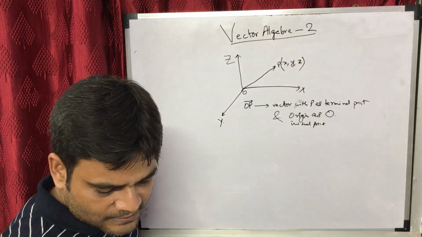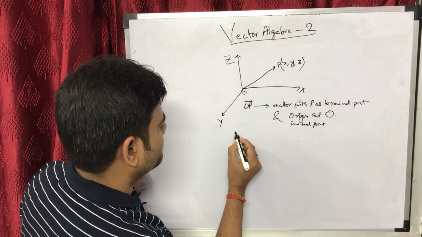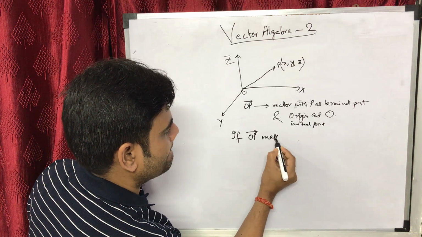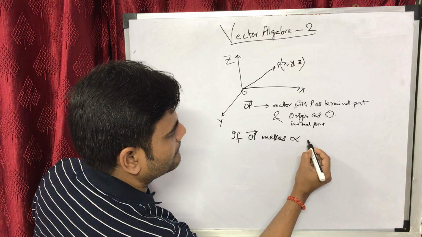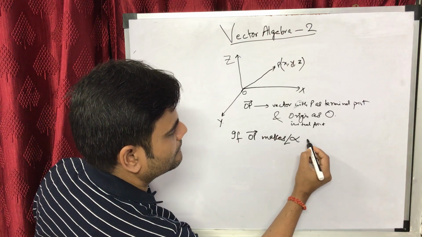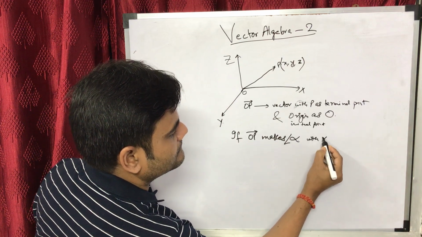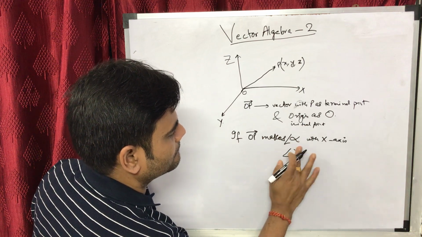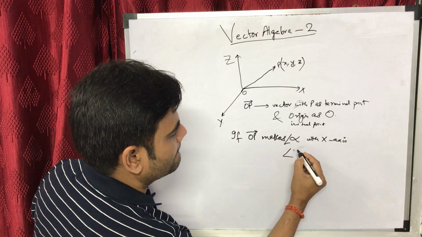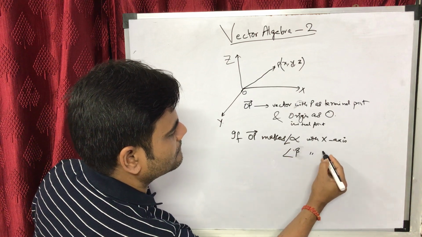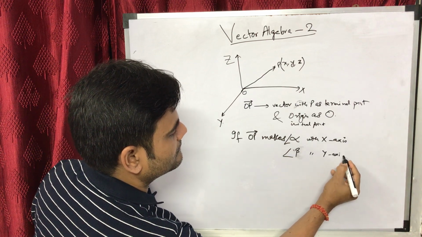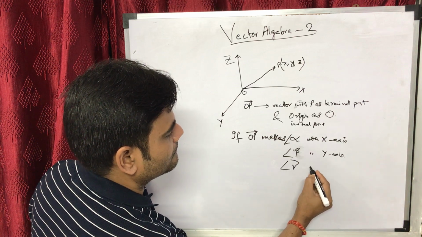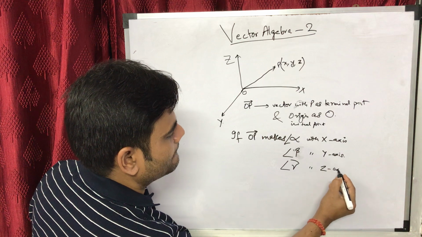Direction cosines, it's very simple. If OP makes angle alpha with the x axis, angle beta with the y axis, and gamma with the z axis. Why am I using this? Because the book is using this. Everywhere people are using this.